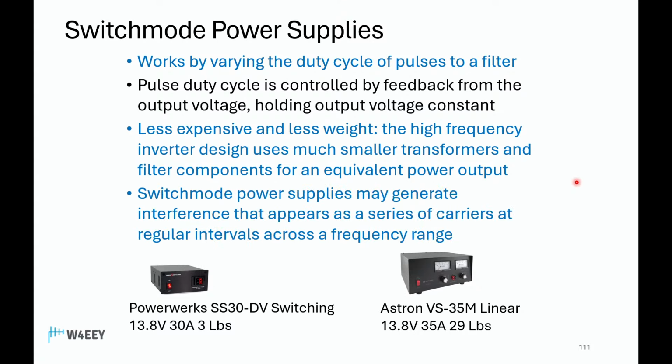Okay. And then a third pool question. Switch mode power supplies may generate interference. Oh, that's bad. That appears as a series of carriers at regular intervals across a frequency range. Now, because they're using this switching effect, that generates square waves, which generates RF noise. Now, switch mode power supplies designed for ham radio have taken this into account and are really pretty clean.